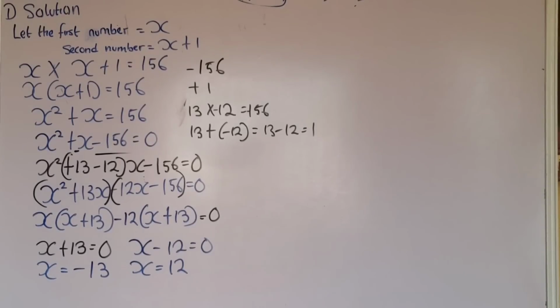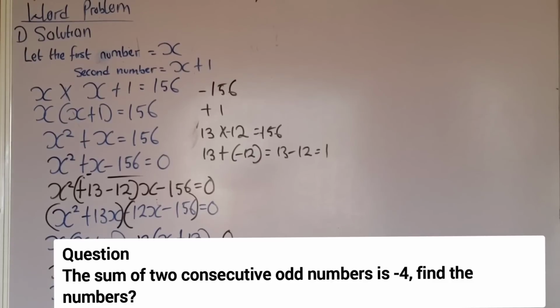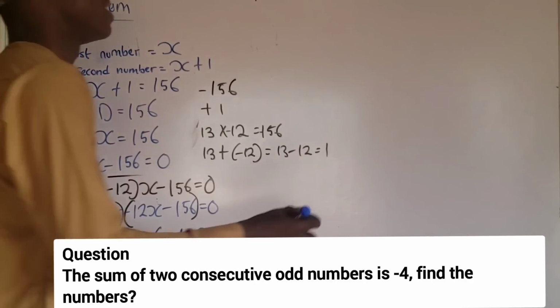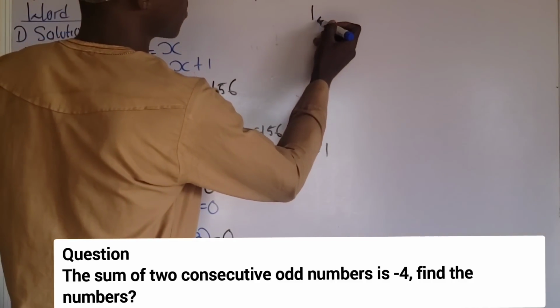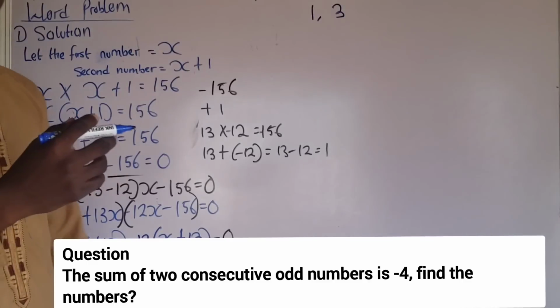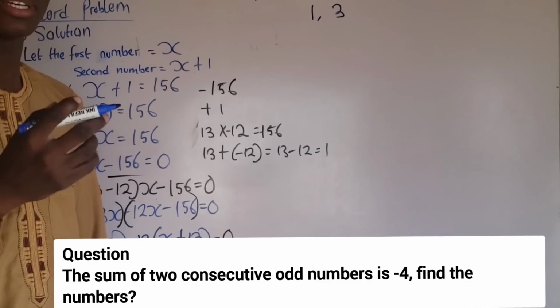Okay, let's have another question. The sum of two consecutive odd numbers is negative 4. Find the two numbers. What are odd numbers? Odd numbers are numbers that differ by 2. You understand? When we talk about consecutive odd numbers, these numbers differ by 2. So let's say the first number is 1, the second number will be what? Will be 3. You understand? Because two consecutive odd numbers differ by 2.